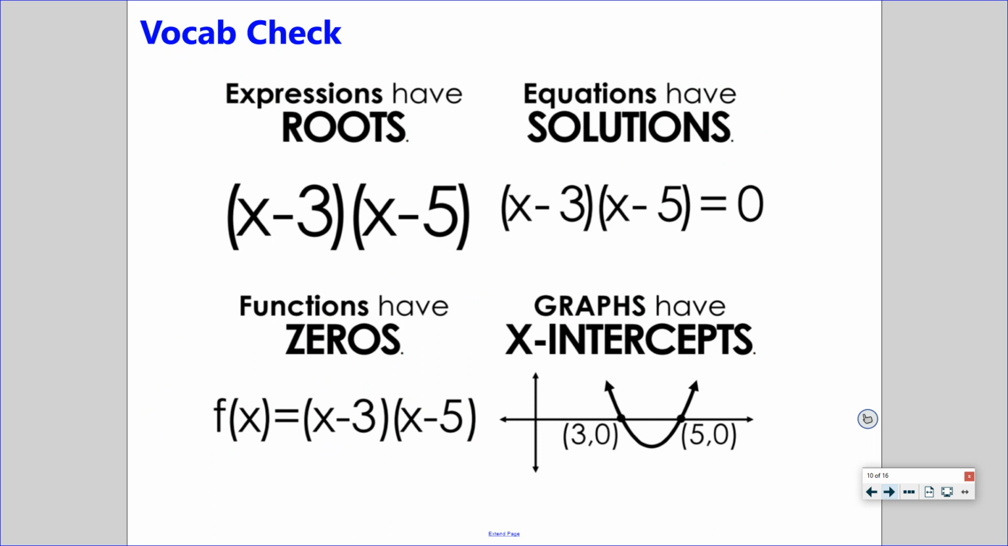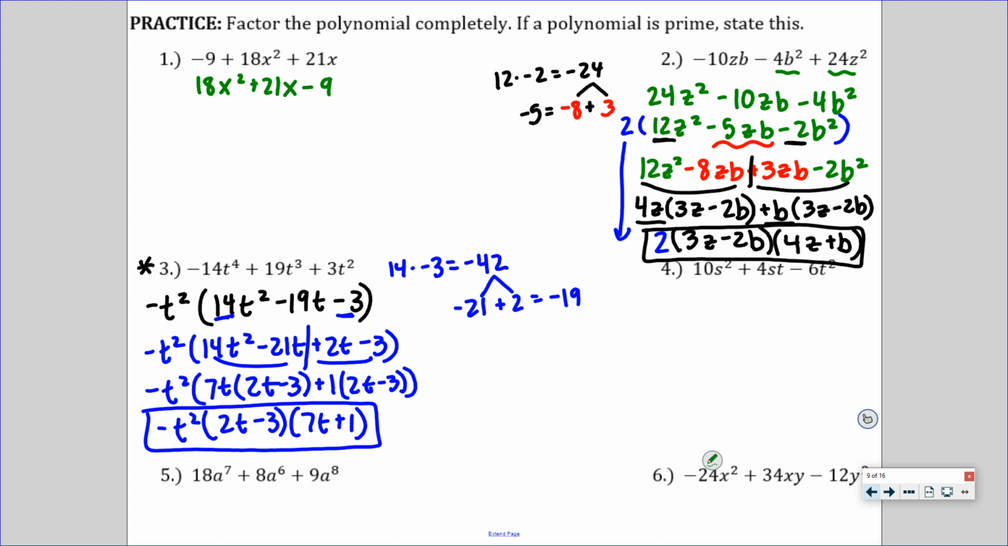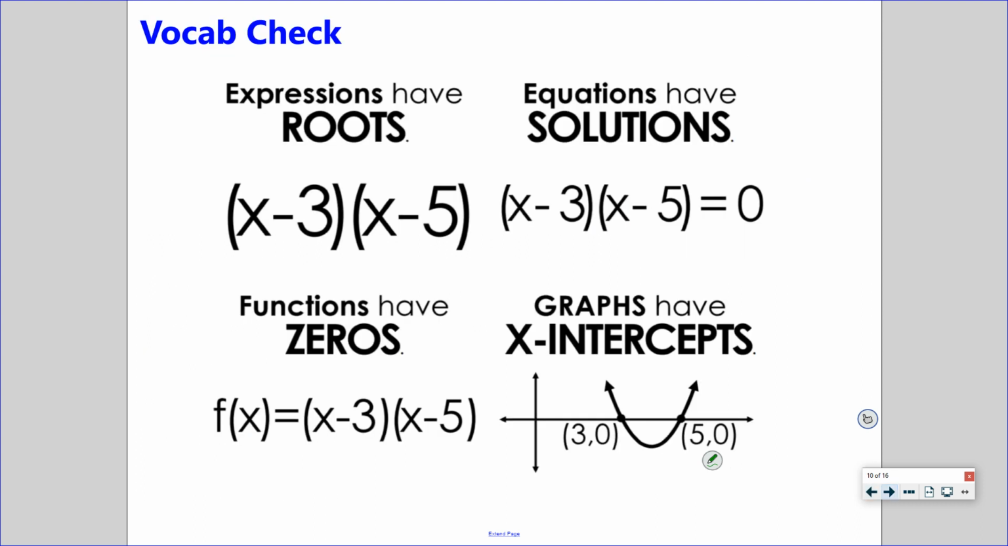I really like this kind of diagram here because we do a lot of factoring and there's a lot of words that kind of mean the same thing but a little bit different. If I have just a plain old expression, an expression in math is just a bunch of numbers or letters with no equal sign. Everything we've done so far have just been expressions. When we factor it, these we call roots, or sometimes they're called factors. Expressions have factors, so this one has a factor of x minus 3 and x minus 5, or sometimes they're called roots. What we're going to get into today is equations.